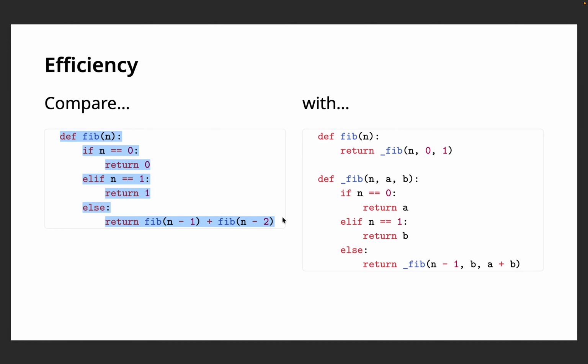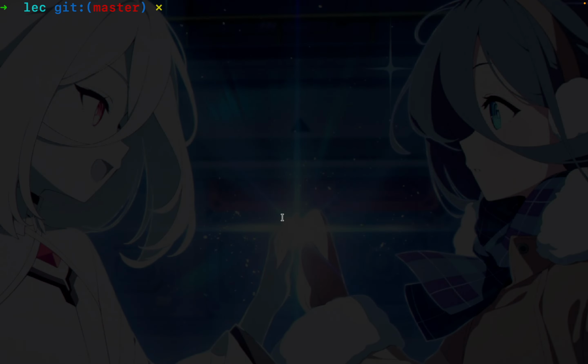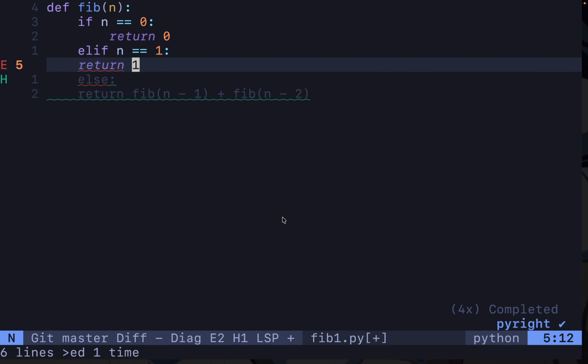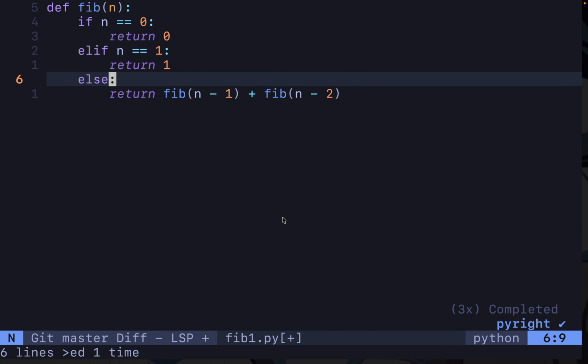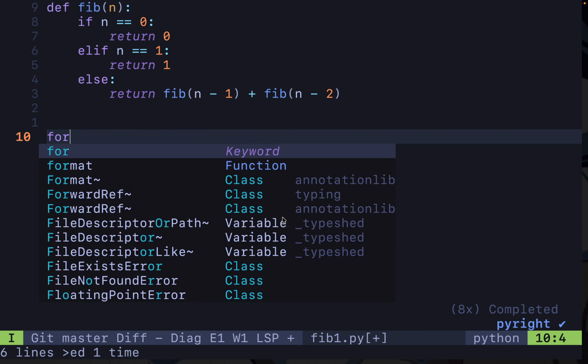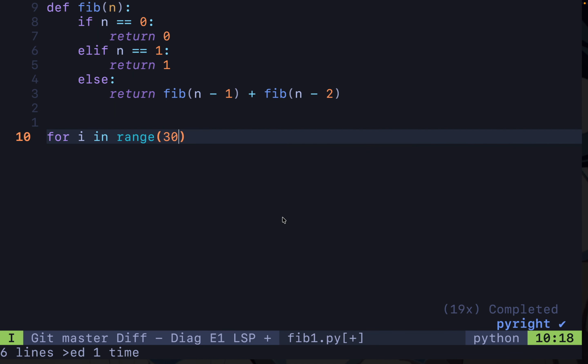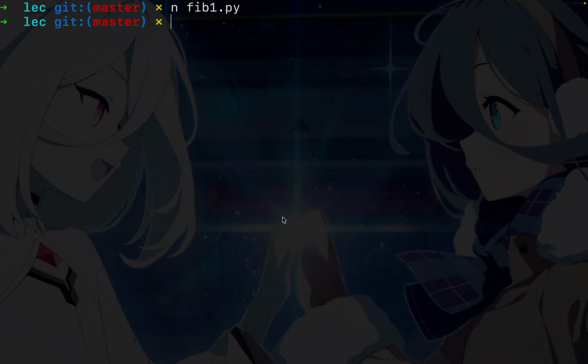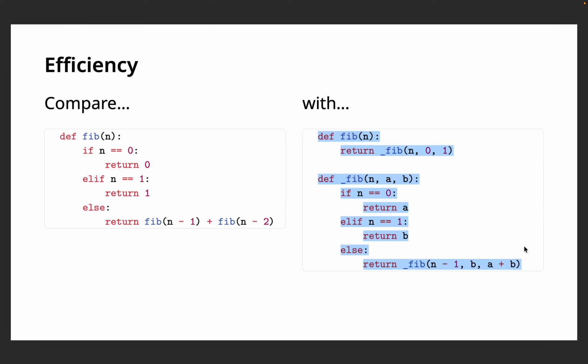So let's say I have a file fib1.py where I have this function over here. So we have this first fib function. Let's say for n in range 30, let's print fib of n. Then on the other hand, we have this other implementation here.